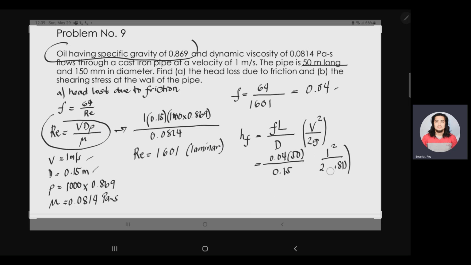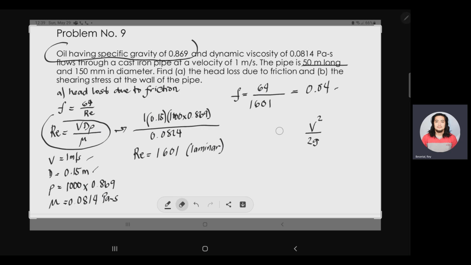So, para sa ating letter B, okay, wait lang ha. Erase muna natin. Linisin muna natin ang ating screen.